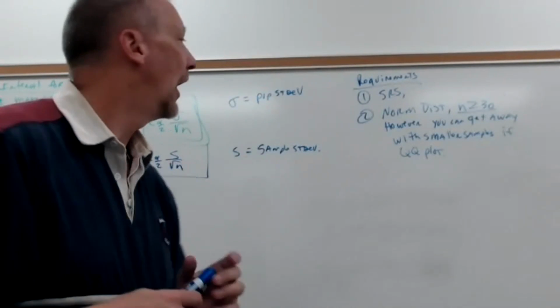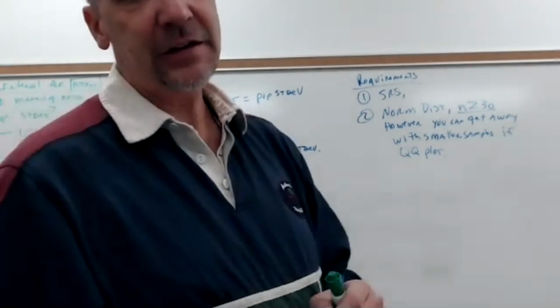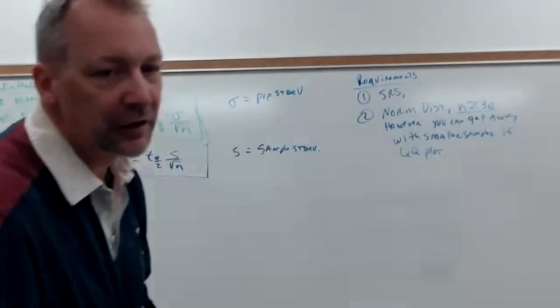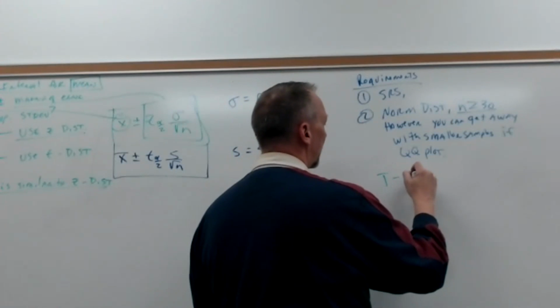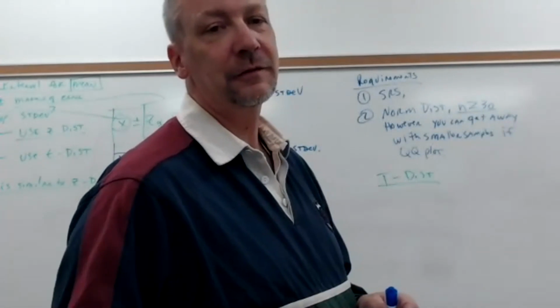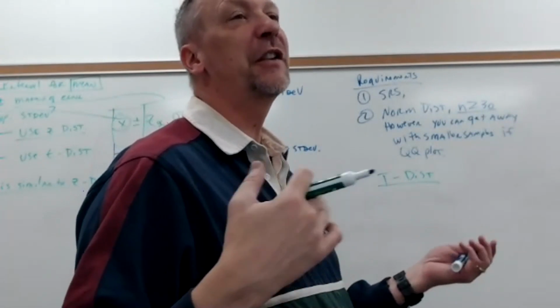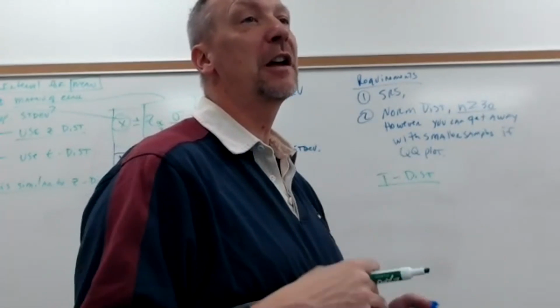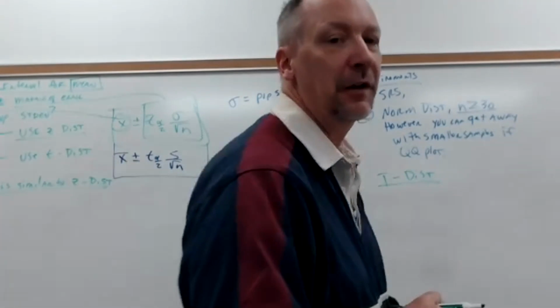Okay. All right, now let's talk a little bit about the t distribution. Okay. Number one, the t distribution. The third requirement, well, that doesn't matter, because either you know your sigma, if sigma is known, it's a z. If sigma is not known, it's a t. I mentioned that before. You can write that down.